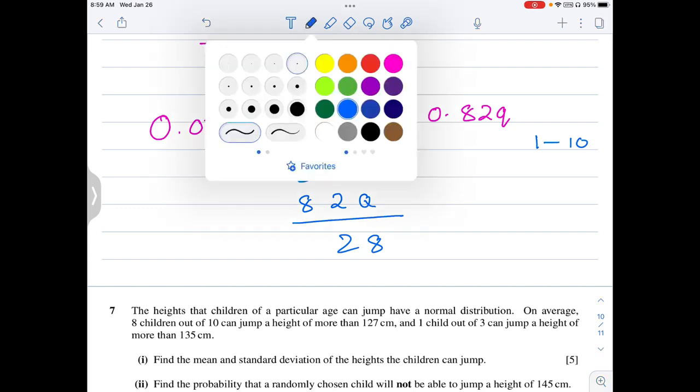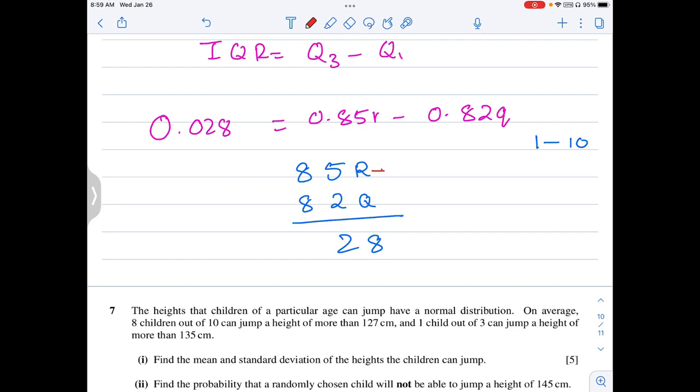So the most suitable number I can assume for R: if I erase R and replace it with 2, and I erase Q and replace it with 4, we can see that 52 minus 24 is 28. So I can write that Q is equal to 4, R is equal to 2.